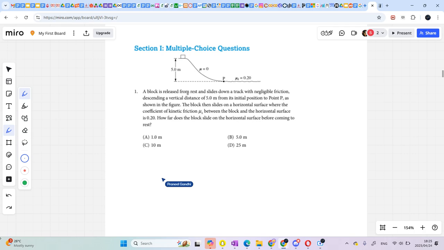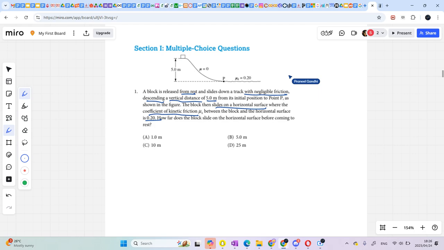All right, so let's take a look at this. A block is released from rest and slides down a track with negligible friction, descending a vertical distance of 5 meters from its initial position to point P. So it's going to start from here, go down 5 meters. The block then slides on a horizontal surface where the coefficient of kinetic friction between the block and the horizontal surface is 0.20. How far does the block slide on the horizontal surface before coming to rest?